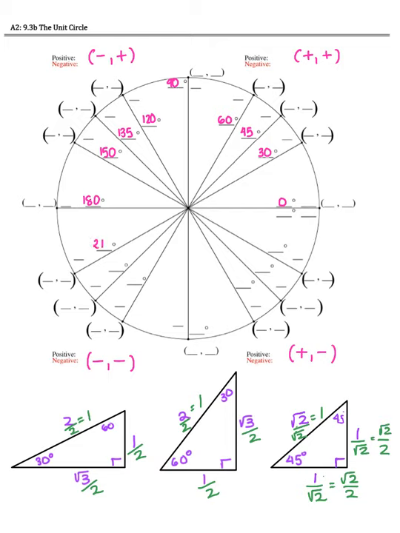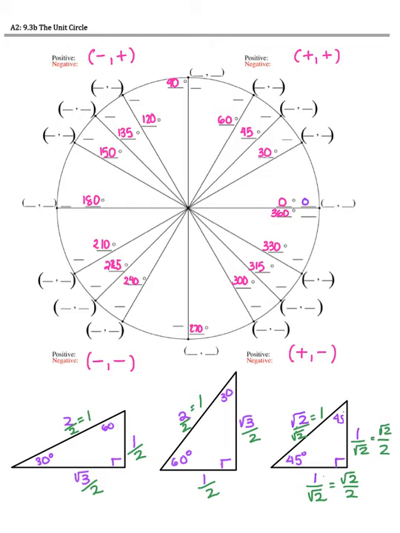Then jump 30, which is 210, add 15, 225, and then another 15 puts me at 240, 270, 300, 315, 330, and all the way around 360. All right, now let's put in our radians. So we start at 0 radians.